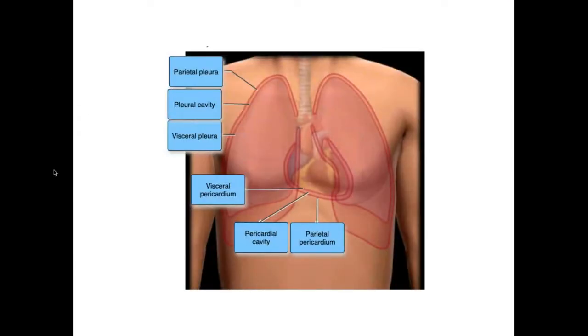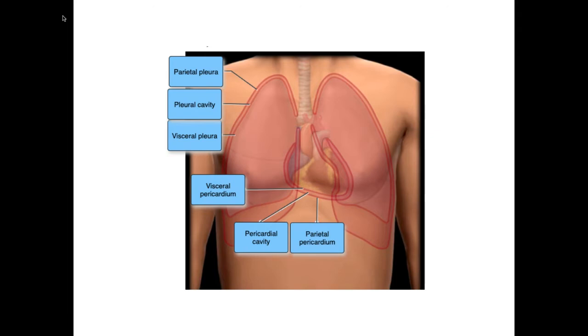So let's look at the heart. Again, we see the visceral pericardium. We see the parietal pericardium. And then between the two, the pericardial cavity. The same concept applies to the lungs, but now we're using the word pleura. So the inner part is the visceral pleura. The outer part of the lungs is the parietal pleura. And then we have the pleural cavity in between.